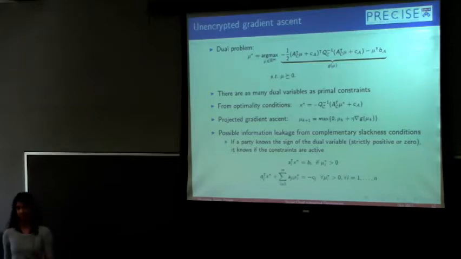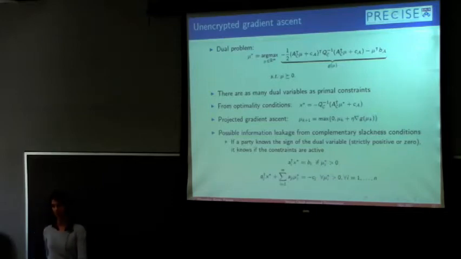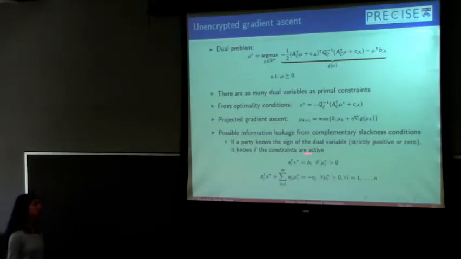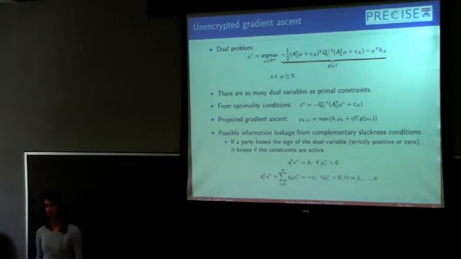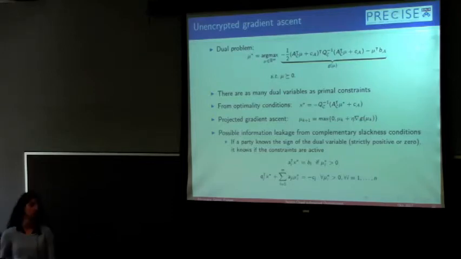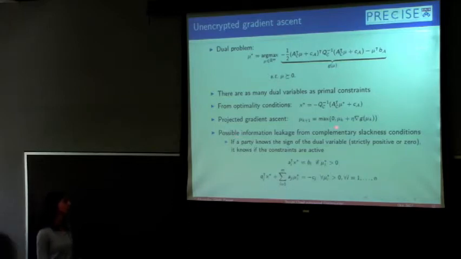So if any of the parties have access to the sign of the optimal dual variables, meaning if it's 0 or strictly positive, then they can use the other optimality conditions to infer some information about the private data. And while in general this doesn't mean you can uniquely identify the private data, you leak some information. You specify some subspace in which it will lie. So this doesn't satisfy that definition of do not leak any information. So the main takeaway from here is that we really need to make this maximization secure in a secure way.